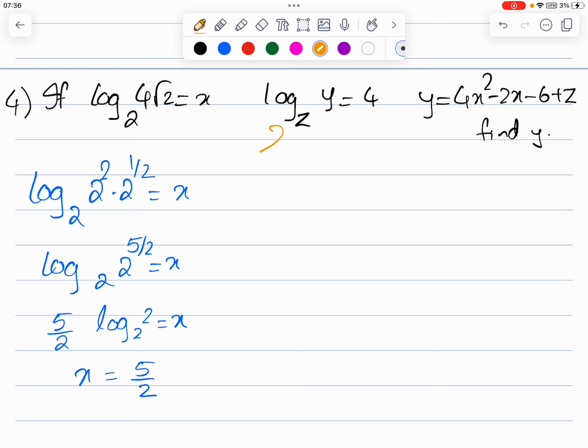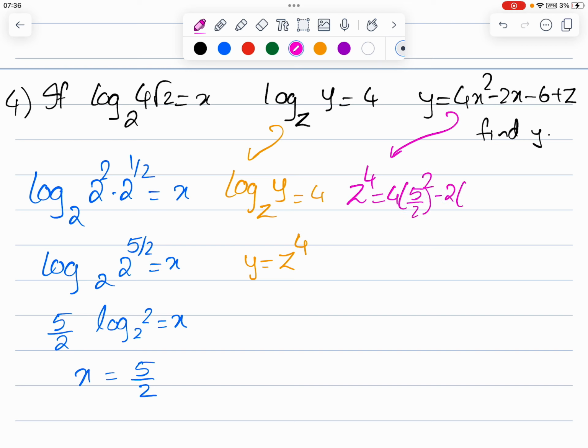Now from the next part, log y to the base z equals 4. So y equals z to the power of 4. Now the next part, what else has been given? y, which is z power 4, equals 4x², x is (5/2) whole squared, minus 2x, 2 times 5/2, minus 6 plus z. So z power 4 equals, when I simplify this, 25 − 5 − 6 + z. So z power 4 equals 14 + z.